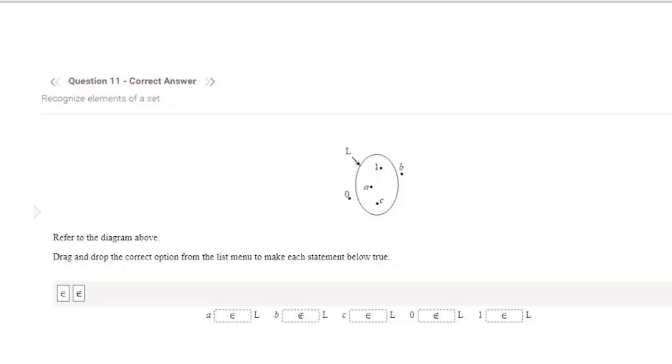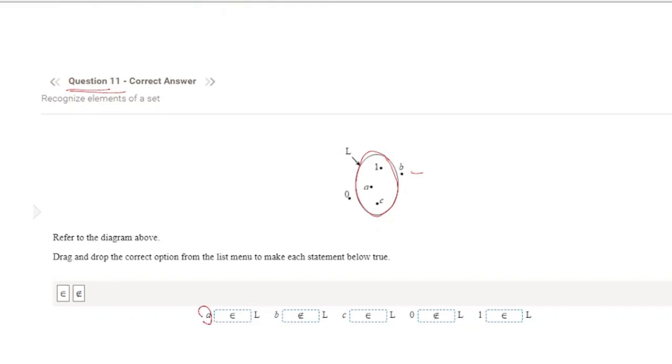Question number 11. Refer to the diagram above. Drag and drop the correct option from the list menu to make each statement below true. What we are seeing here is a set L, and inside the set L there are the numbers 1, A, C, and outside the set we have B and 0. Okay, so let's see now.